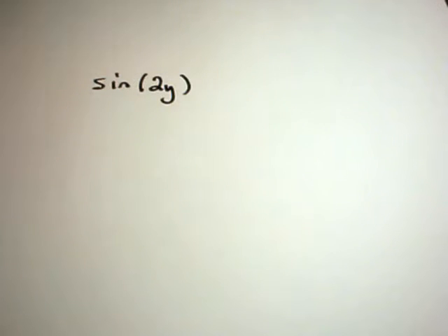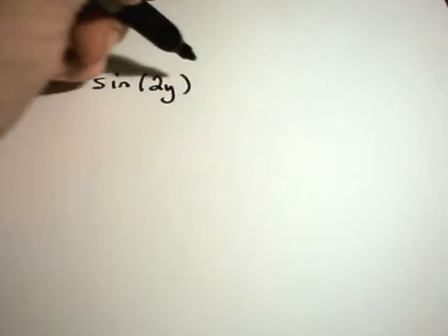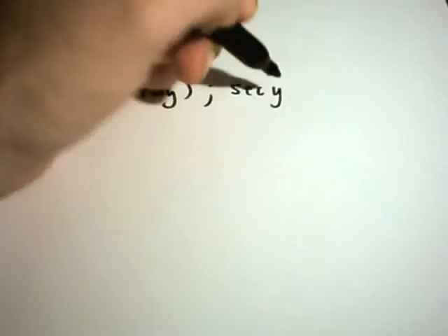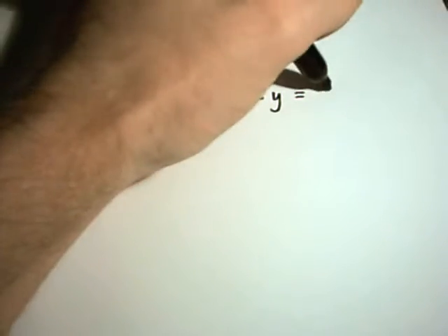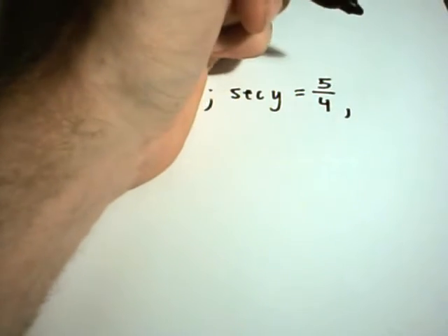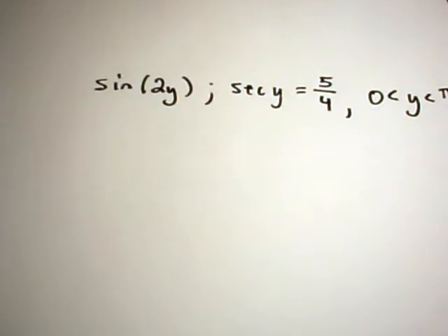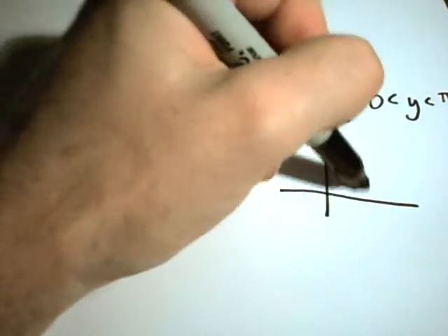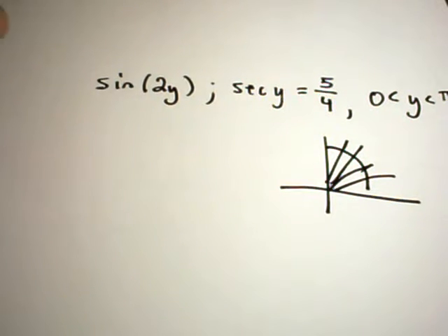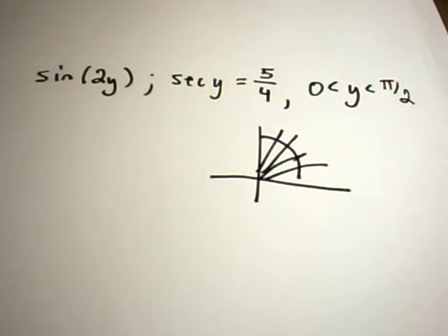Let's do maybe one more. Suppose we want to figure out sine of 2y, and we're given that secant of y equals 5/4, and suppose that the angle y is between 0 and pi over 2. Okay, so the same thing, we know that our angle is between 0 and pi over 2, so it's in the top right quadrant.